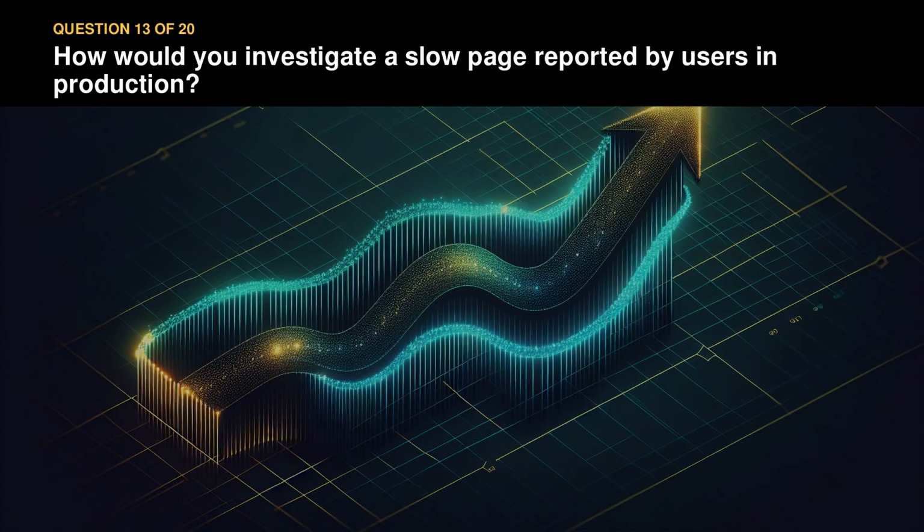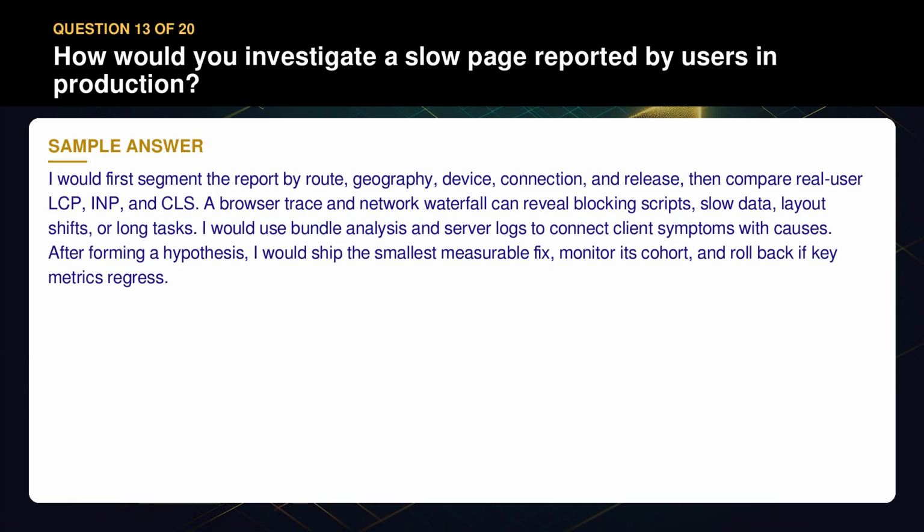Question 13. How would you investigate a slow page reported by users in production? I would first segment the report by route, geography, device, connection, and release, then compare real user LCP, INP, and CLS. A browser trace and network waterfall can reveal blocking scripts, slow data, layout shifts, or long tasks. I would use bundle analysis and server logs to connect client symptoms with causes.